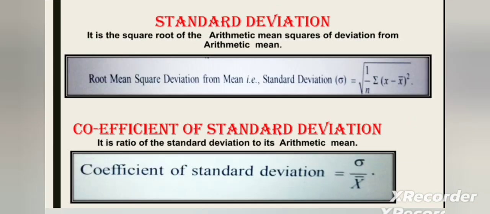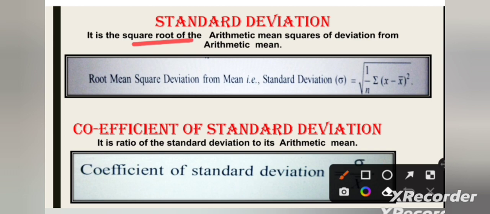Next most important measure of dispersion is the standard deviation, which tells us how much a sample is deviating from the mean. It is the square root of the arithmetic mean of squares of deviation from the arithmetic mean and is given by this formula. So it is also known as root mean square deviation from mean.